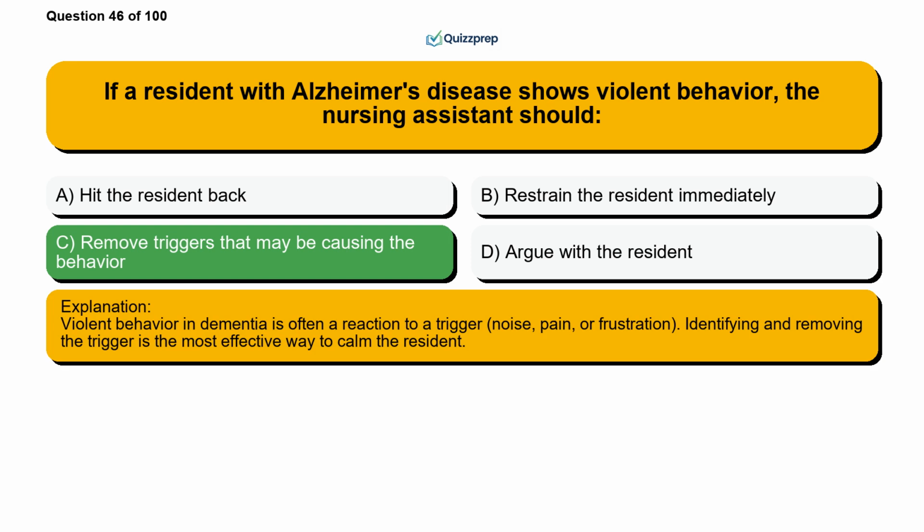Violent behavior in dementia is often a reaction to a trigger, noise, pain, or frustration. Identifying and removing the trigger is the most effective way to calm the resident.